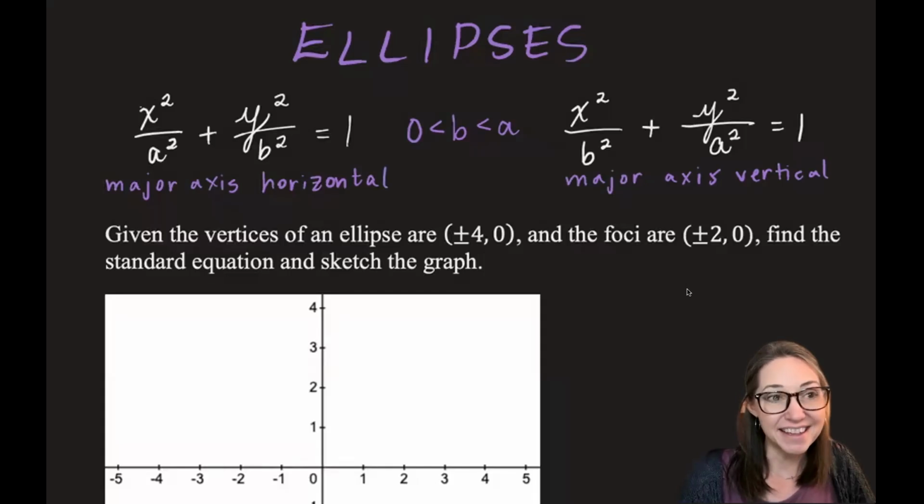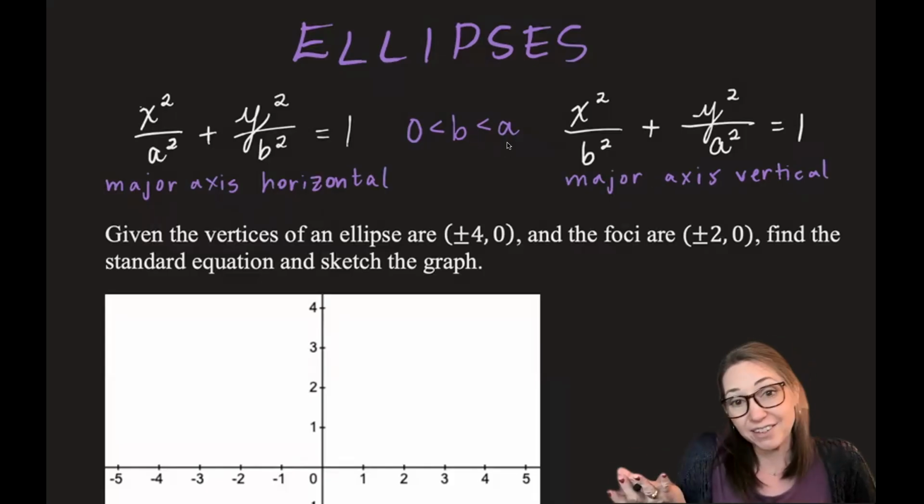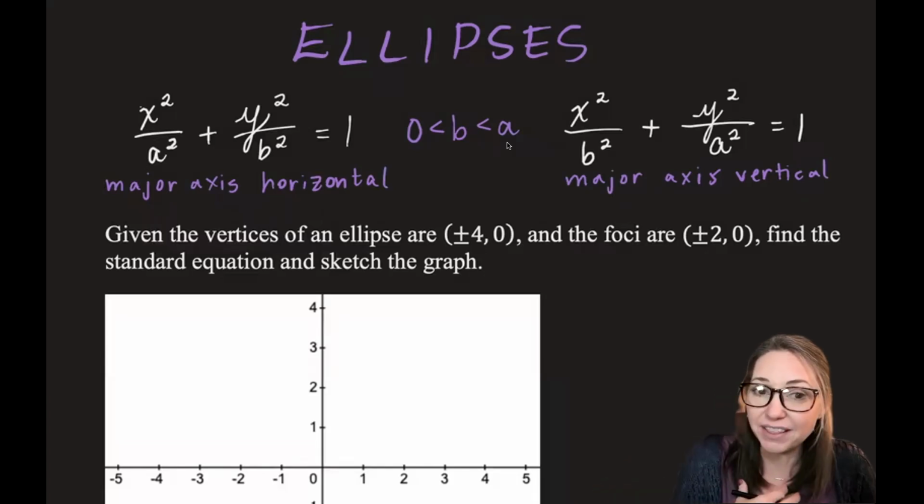Welcome back. In this video, what we're going to do is find an equation of an ellipse given its vertices and its foci, and we will also sketch its graph. So this ellipse is centered at the origin, and it's either got this form if it's got a major axis that is horizontal, or this form if its major axis is vertical. The way we tell is by looking for where the bigger number is located. Well, we can't just look at the equation and tell because we're going to write the equation ourselves.